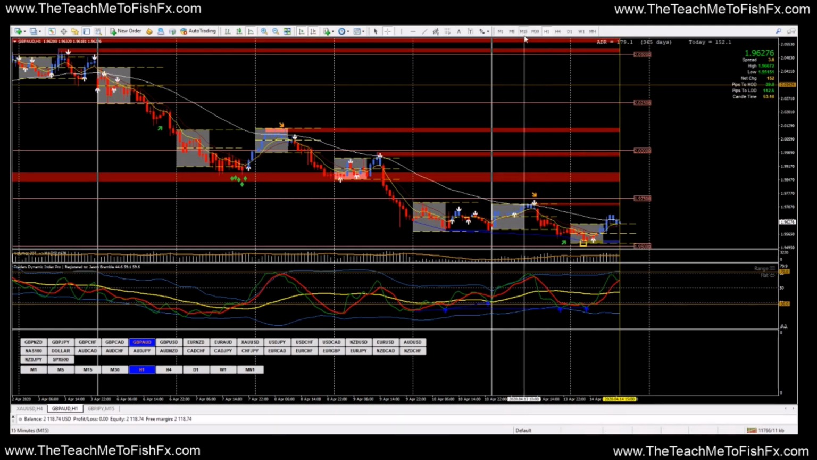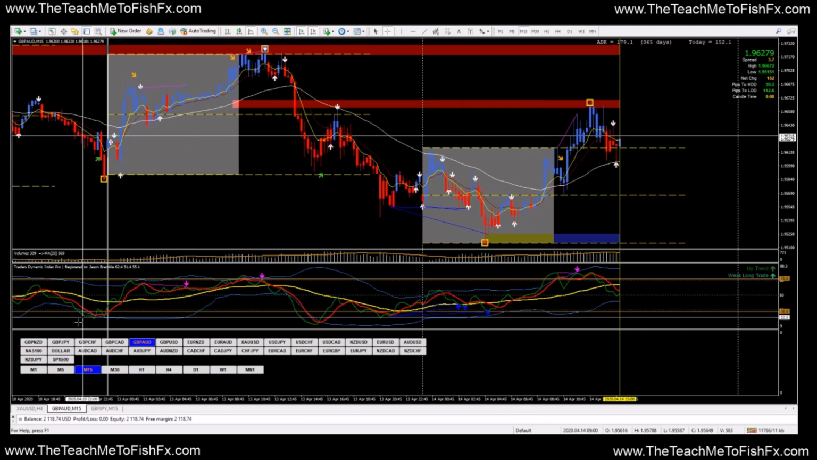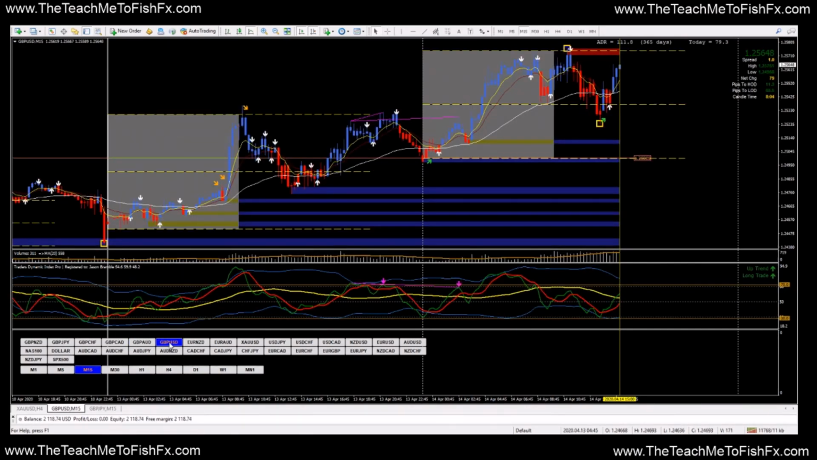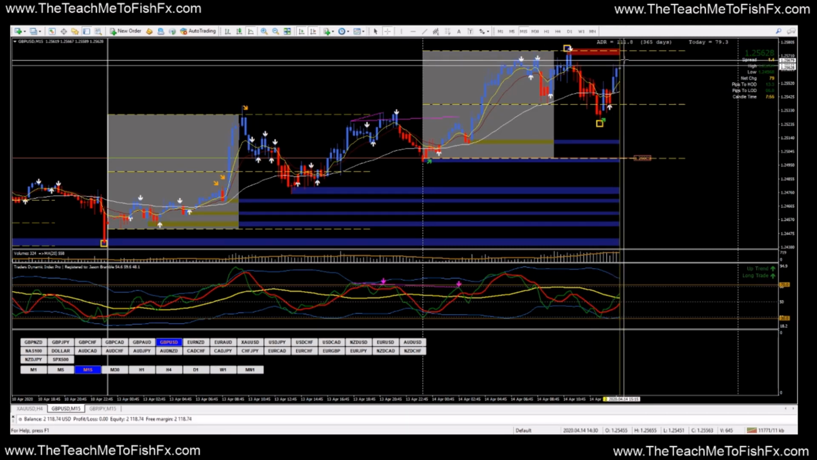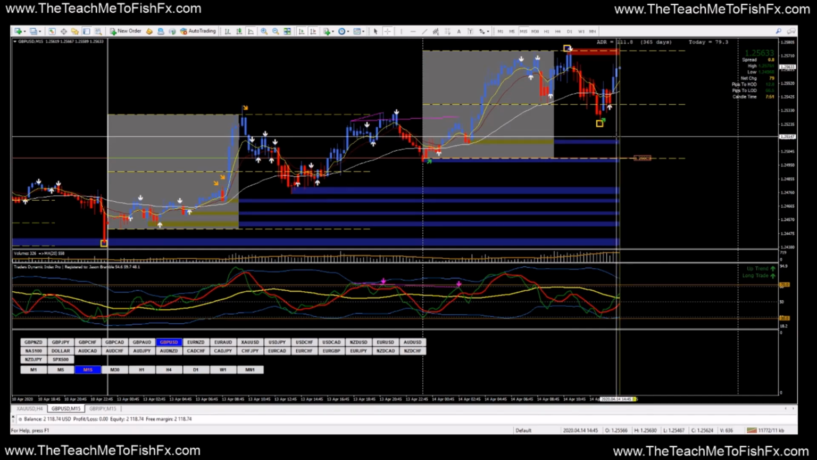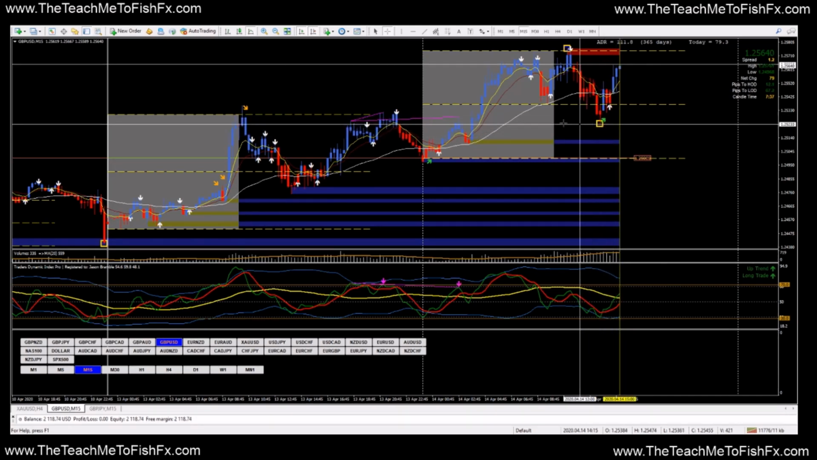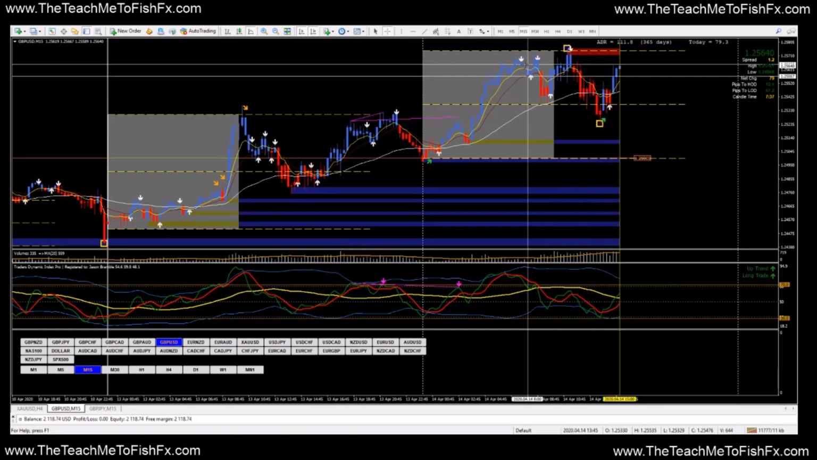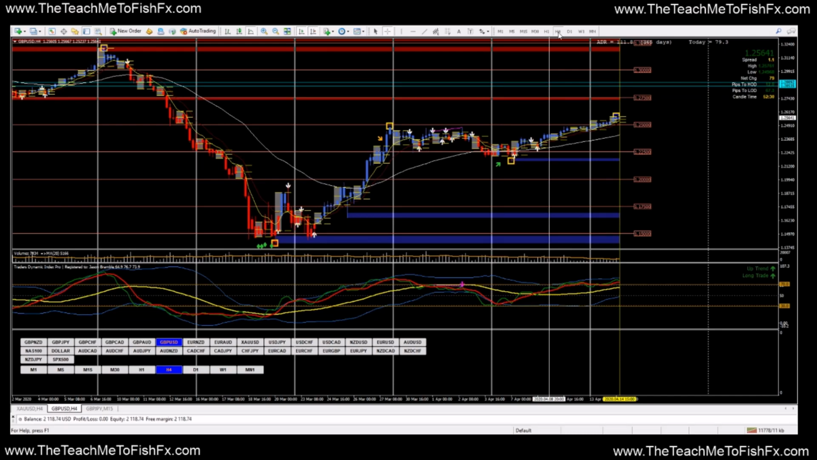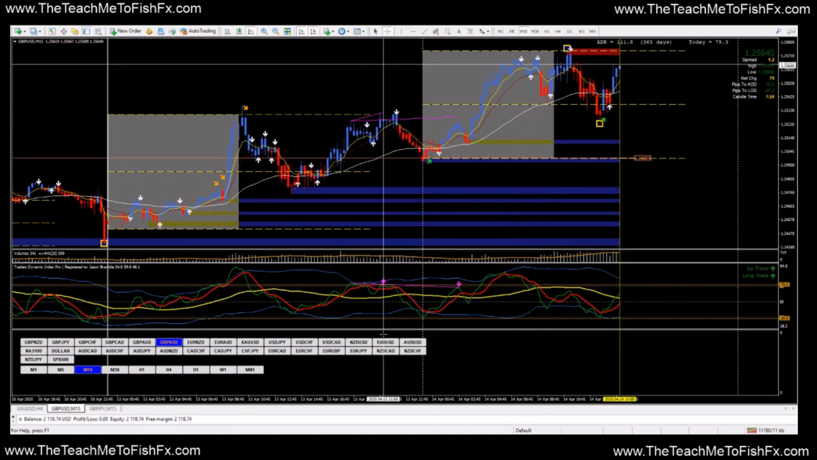I don't want to get into too much, but again, just showing you guys how this works. That would be my trade here off of the low of the day. GBP USD is actually the pair that I am watching today, but I'm trading that off of a different method.